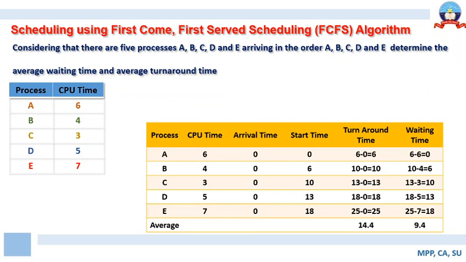So A waits for 0 units of time. Likewise in case of B, turnaround time is 10. Execution time or burst time is 4. So 10 minus 4 is 6. So it waits for 6 units of time in the ready queue.